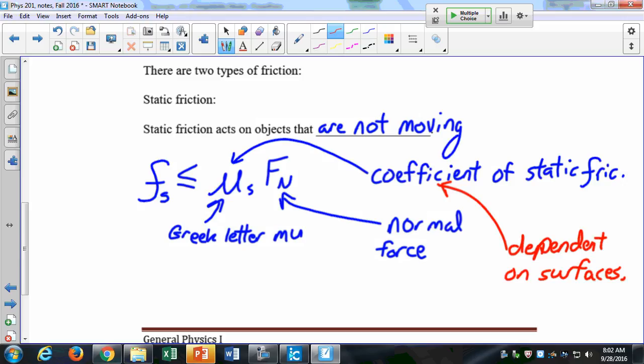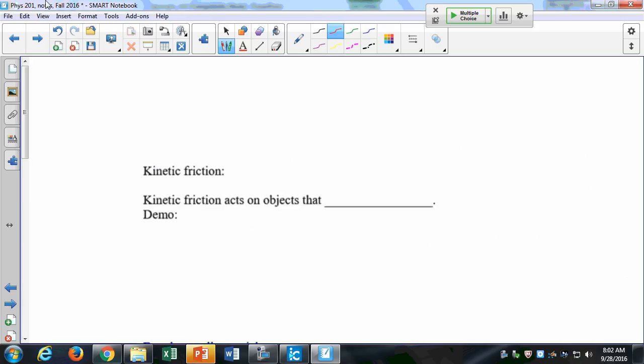So for example, if I have metal on ice, that's going to have a fairly low coefficient of static friction. But if I have rubber on asphalt, that's going to have a fairly high coefficient of static friction. All right, this is just dependent upon the surfaces. And then the normal force is just dependent upon your situation. We'll work through some problems like that.